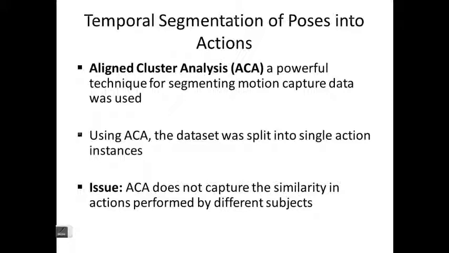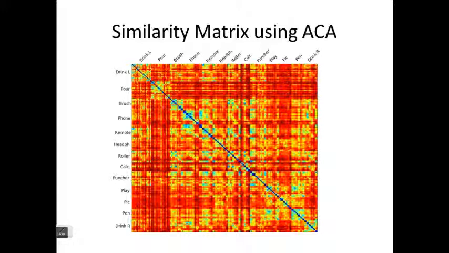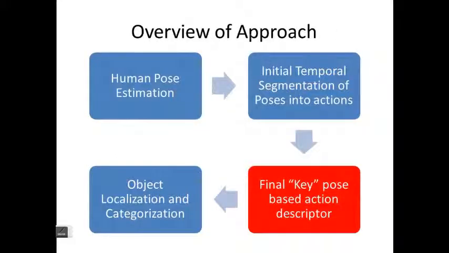However, one of the issues that ACA faces is that it is not able to capture the similarity in actions performed by different subjects. What this means is that you get a similarity matrix where there are a lot of poor similarity scores. Here, dark red means a poor similarity, whereas cool blue colors mean a good similarity score. So it's quite evident that action similarity is not really well captured by ACA.